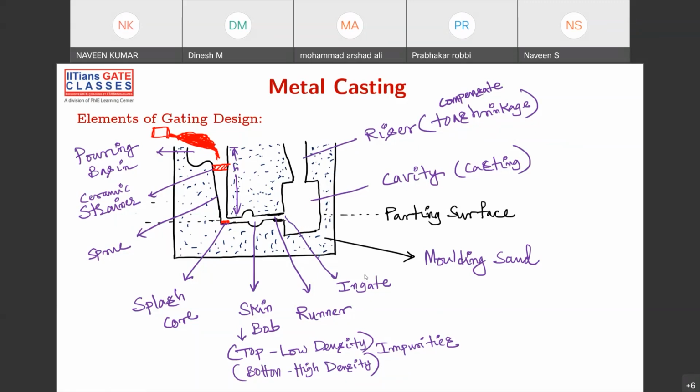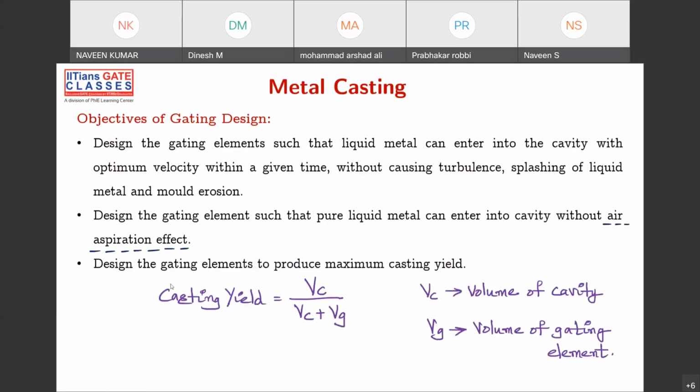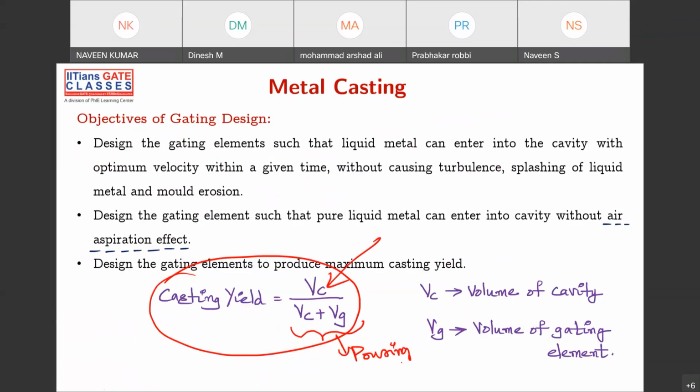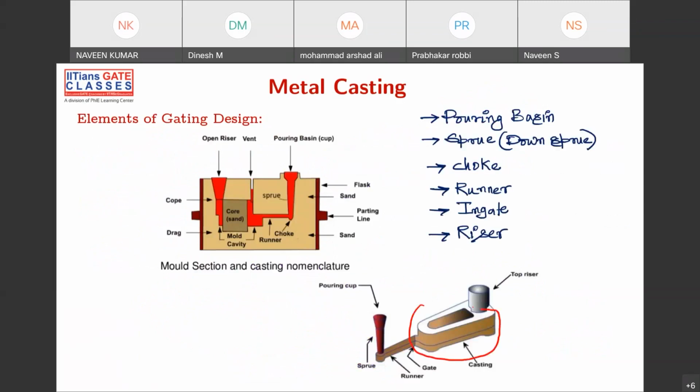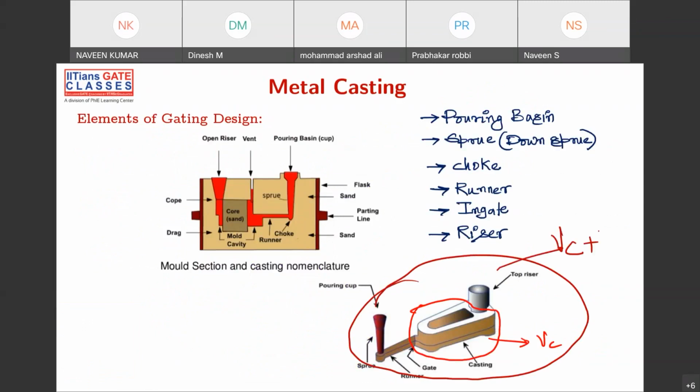Fine. Now let's go. So all these things we can discuss. The main thing is casting yield. What is casting yield? Casting yield is nothing but volume of the casting divided by total volume that you are pouring. This is your pouring volume. Let me explain. This is the volume of casting, this is VC. The total poured is VC plus VG. The other part is VG. So VC divided by VC plus VG is your casting yield, right?